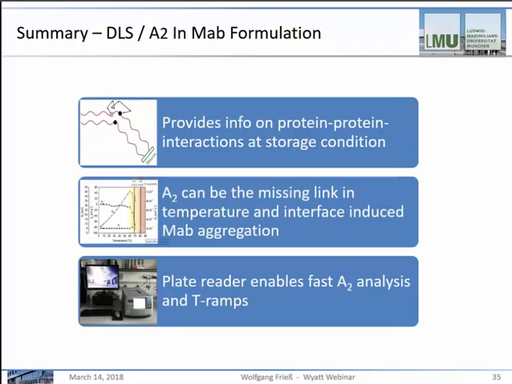In summary, the DLS measurements and the A2 measurements in mAb formulations provide us with information on protein-protein interactions at the storage conditions. The A2 can actually be a missing link in temperature and interface-induced mAb aggregation. For this, we need the plate reader, which enables us a fast A2 analysis and also temperature ramps.